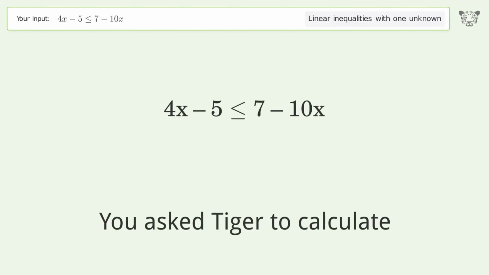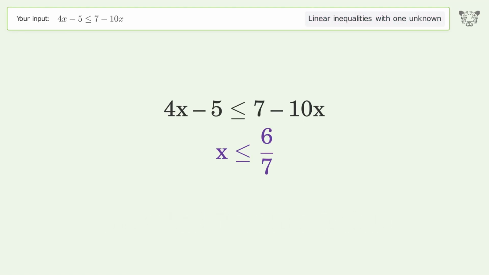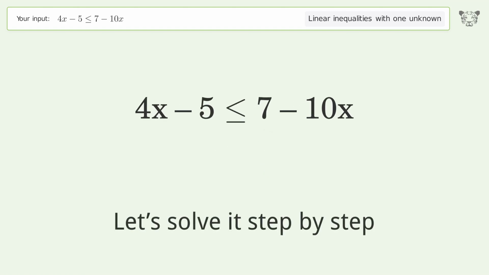You ask Tiger to calculate. This deals with linear inequalities with one unknown. The final result is x equal or smaller than 6/7. Let's solve it step by step.